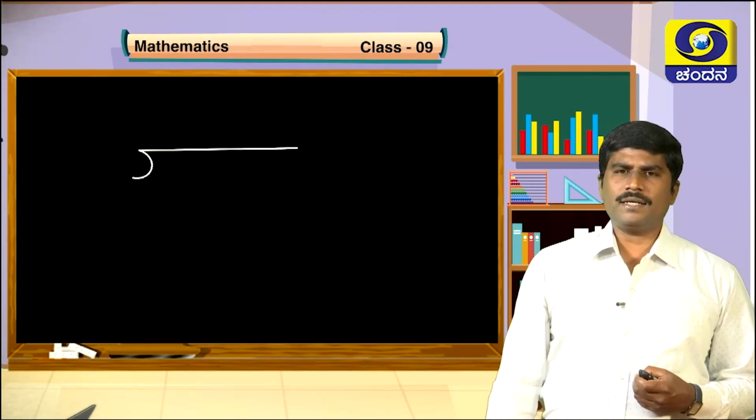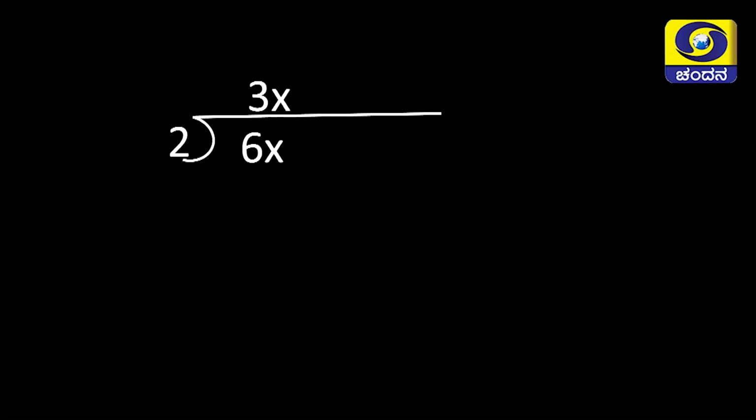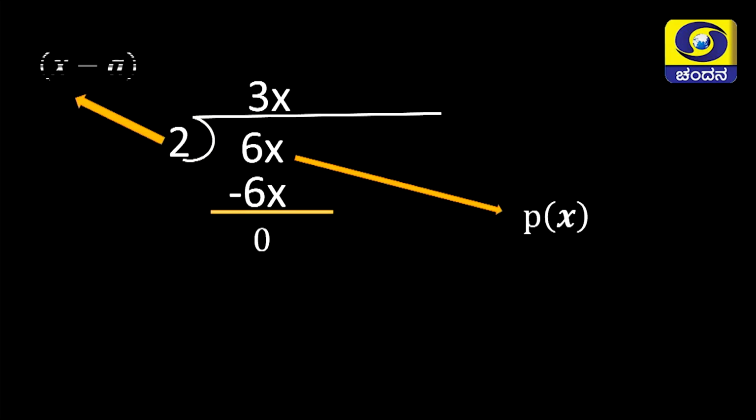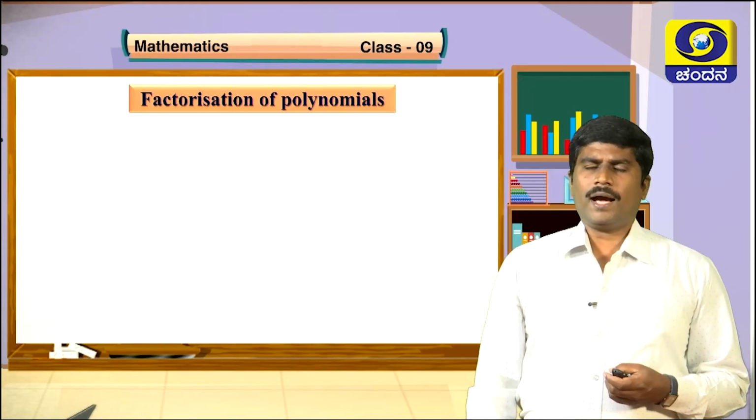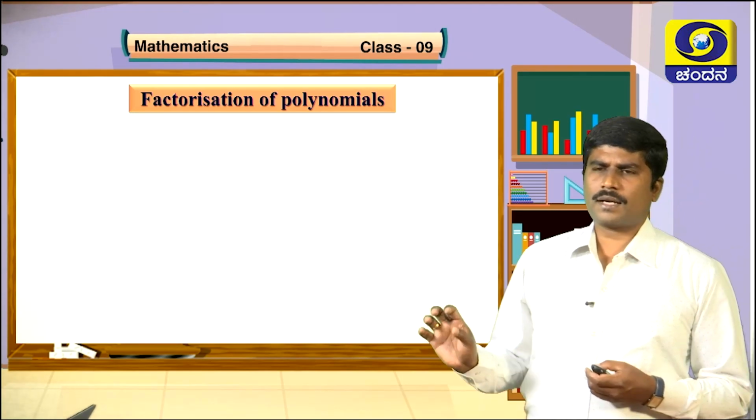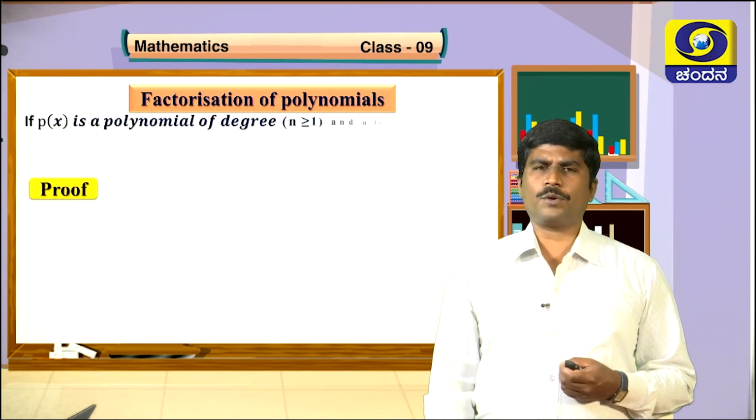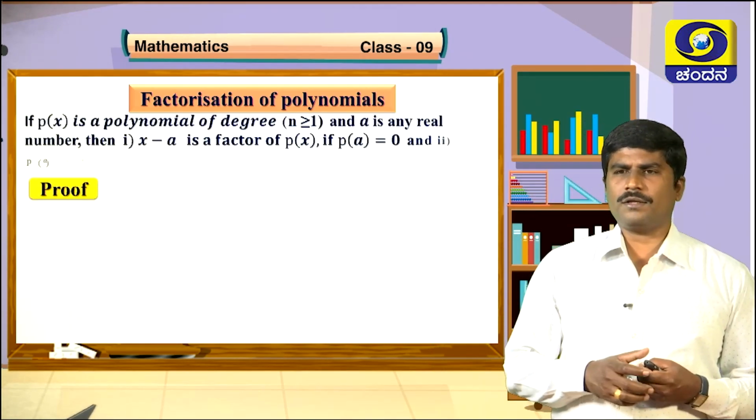So now let us understand a simple process of division. 6x divided by 2, you will get a quotient 3x, and the remainder is 0. So here 6x becomes p of x, 2 is called x minus a, and 0 is called p of a. By analyzing these criteria, now we are going to prove the factorization of polynomials.